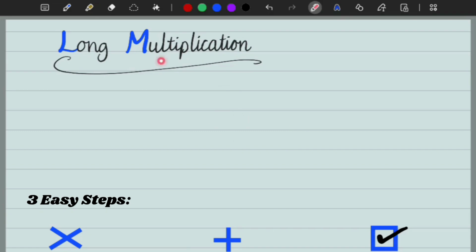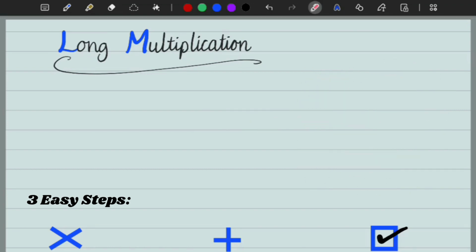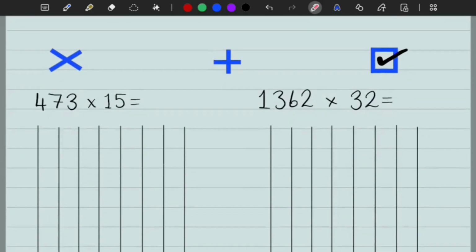Now today we're going to look at long multiplication. If you're a parent, then don't worry, it might look a little different to how we learnt it, but the logic is all the same. If you're a student, then this will help you to get through the lessons and tests much easier. By the end of this video, you'll be a pro. So let's get started with the first question.